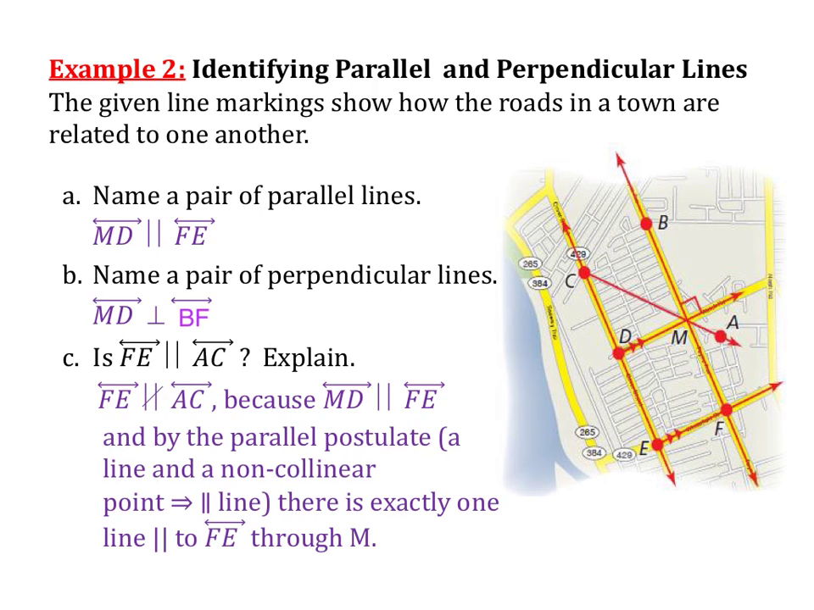And since we already stated that line MD was the one parallel to FE, we can conclude that AC is not parallel, because there is exactly one, and it's MD, not AC.